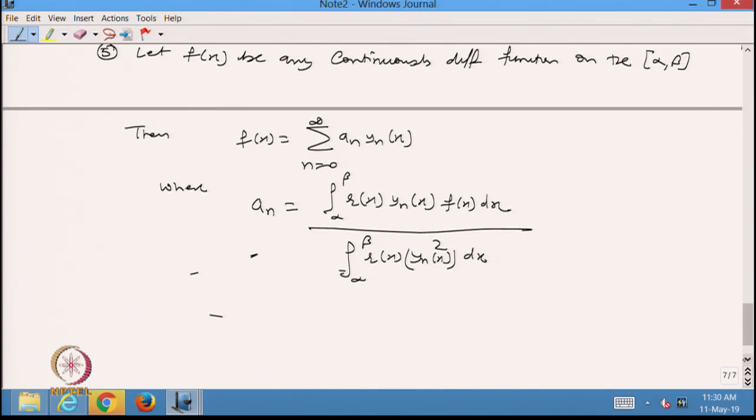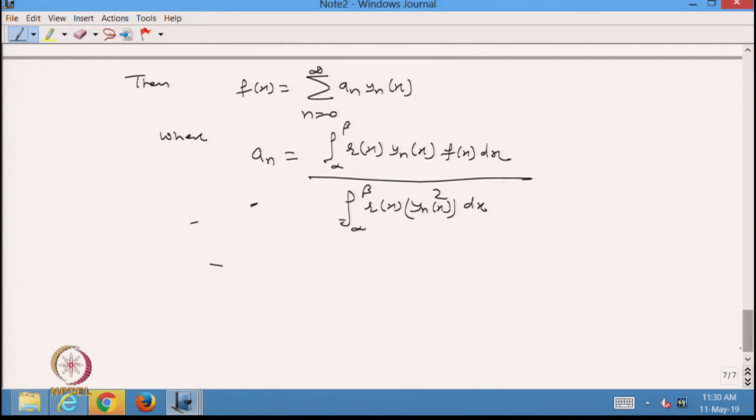So, these are the 5 properties. Now I will try to prove a few properties. So, the proof of property 1: now I know that L star is equal to L, that is, it is a self-adjoint operator.